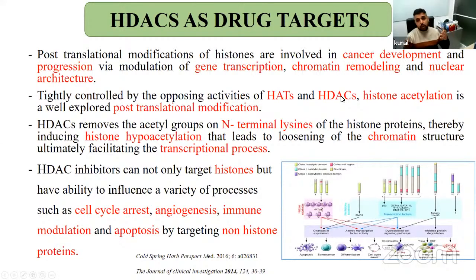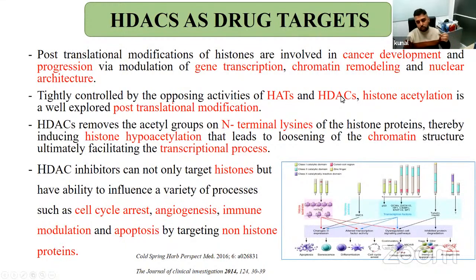As far as HDAC inhibitors are concerned, for the unversed, I'd like to give an overview. HDAC is basically an enzyme which has many isoforms, and those isoforms have been classified into various categories. Those isoforms have been found to be overexpressed in various malignancies. Some isoforms of HDAC have been found to be overexpressed in breast cancer, some in brain tumor, some in lung cancer. So it is very sure that HDAC is an enzyme that is overexpressed, and that makes it a very prudent target.